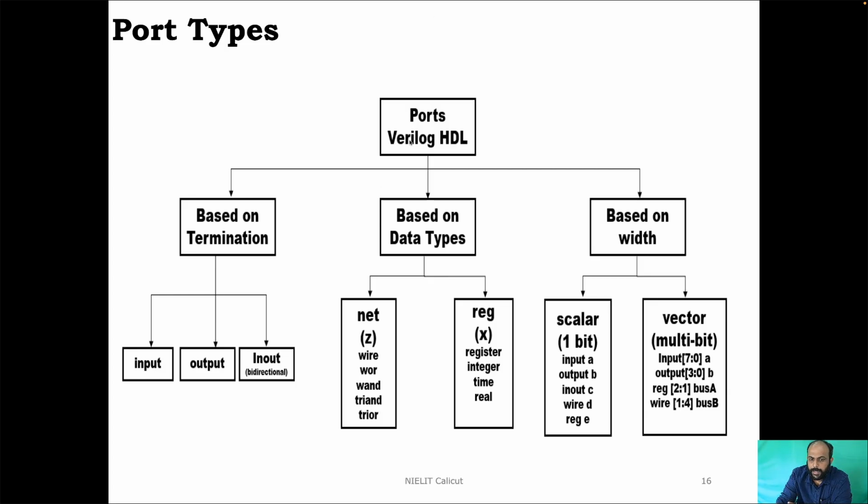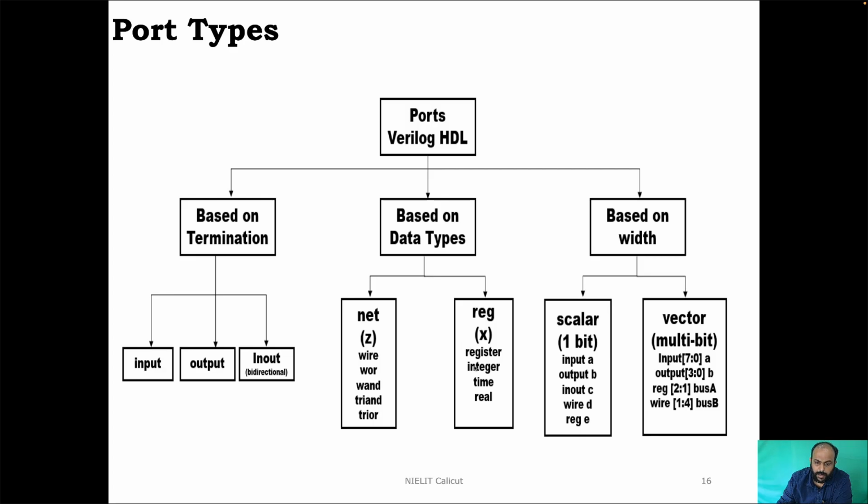Now, based upon the data type it supports, ports can be classified fundamentally into 2 types. One is called the net data type and the other one is called the register data type. There are different keywords which are used for representing the net data type like wire, wand, wor, triand, trior, etc. Most commonly we will be using the keyword wire. Similarly, for the register data type, the keyword which is most prominently used is reg.